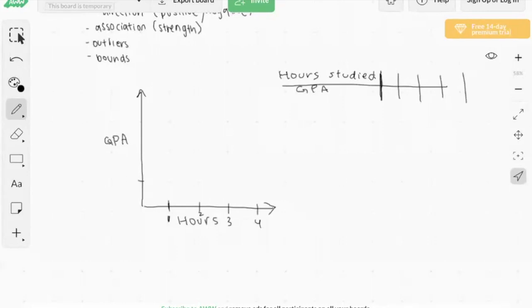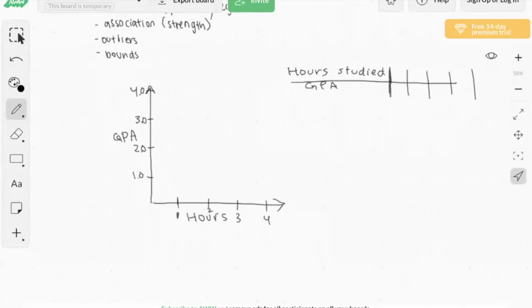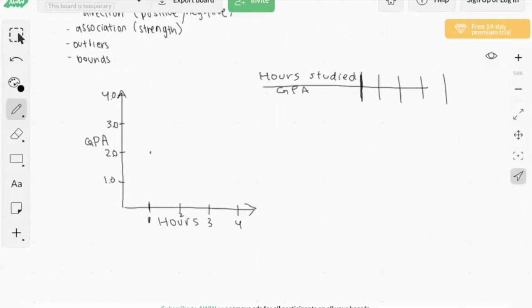And this is a very simplified scatter plot. When you're given scatter plots, especially in your textbook from CPM, you'll find a lot more detailed examples. So let me just write some randomized information. Okay. So let's say this is our scatter plot of information according to how many hours you study, it's your GPA.